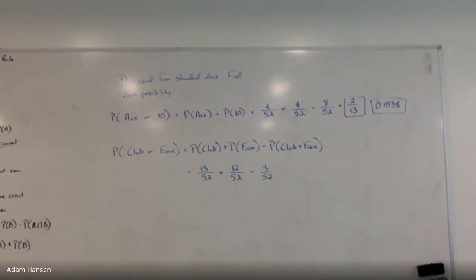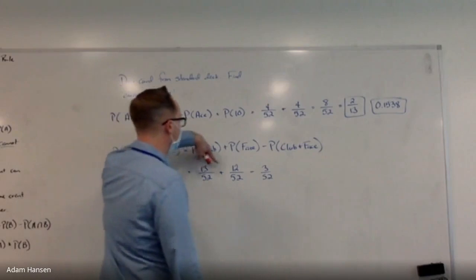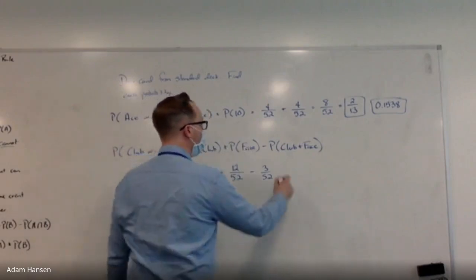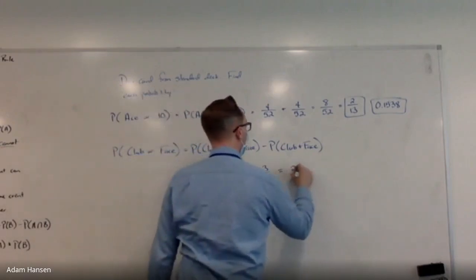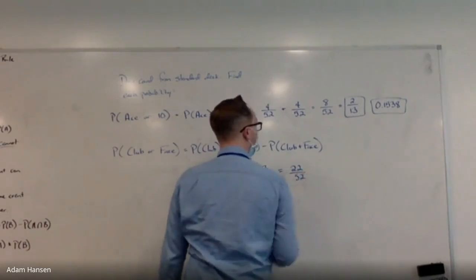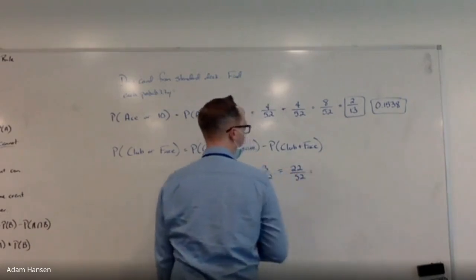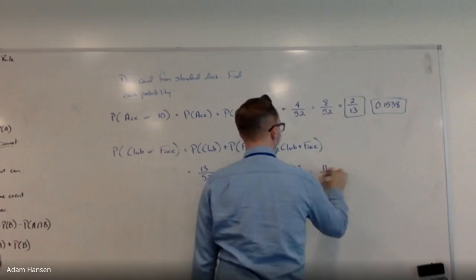Jack, Queen, King of clubs. These got counted as a part of the club set. These got counted again as a part of the face card set. Well, I don't want to double count them, so I have to subtract off the 3 that I double counted as a part of each of the 2 events, clubs and faces, that I added together earlier. 13 plus 12 is 25, minus 3 is 22. 22 out of 52 reduces down to 11/26.